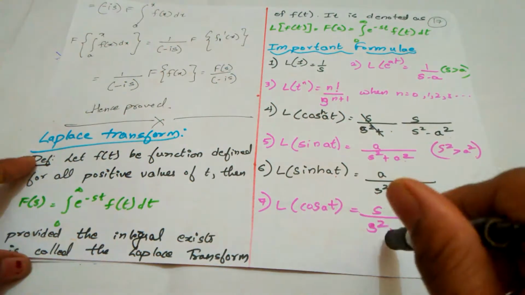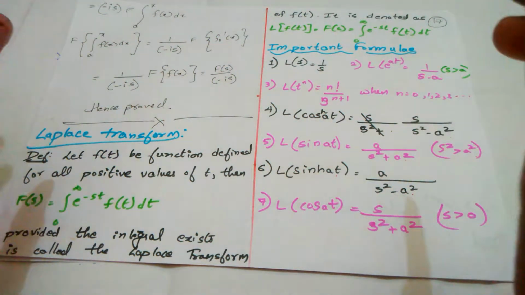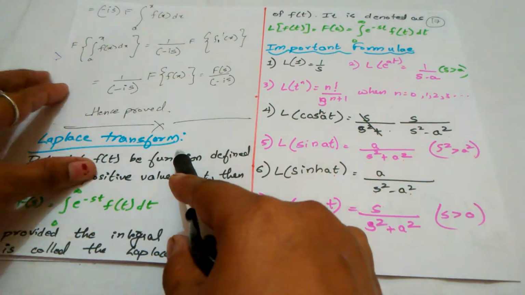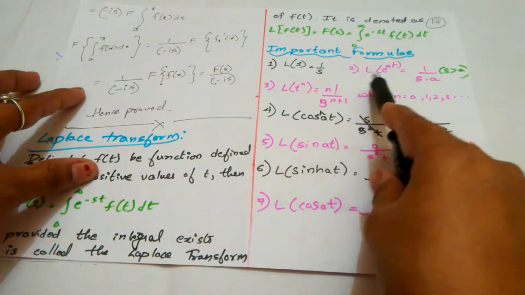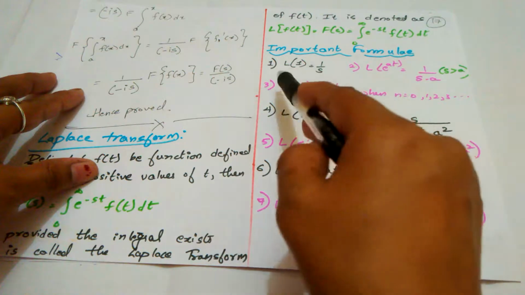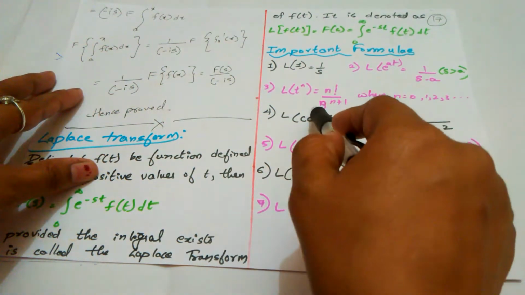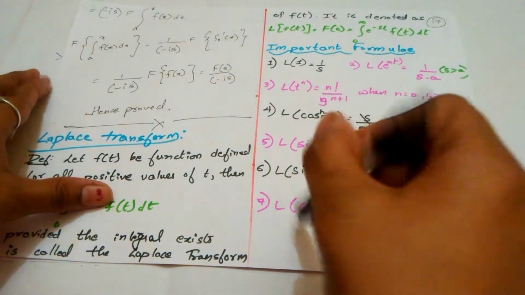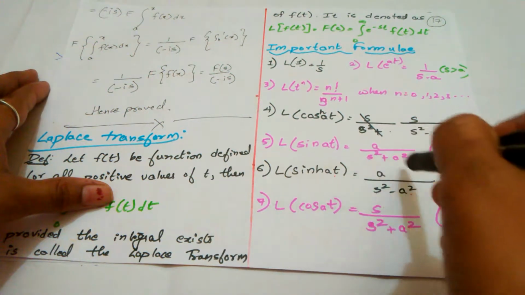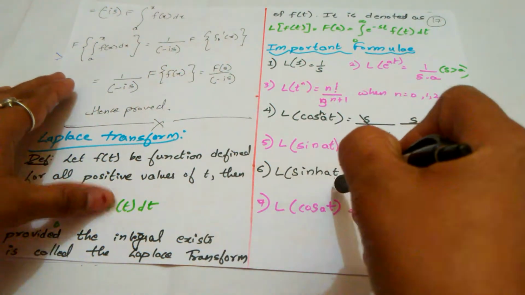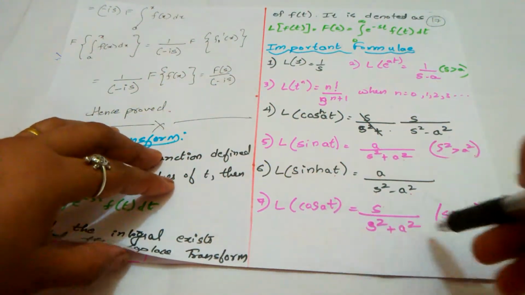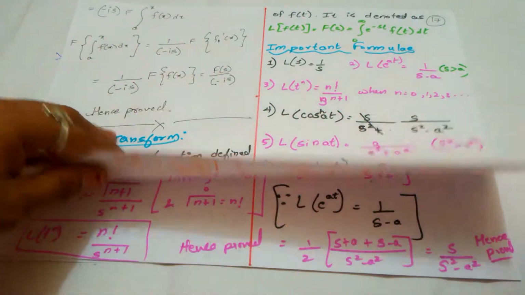So these are the 7 important formulas which we have to learn by heart for solving problems based on Laplace transform. Where L of 1 is equal to 1 upon s, L of e raised to at is equal to 1 upon s minus a, L of t raised to n is equal to n factorial upon s raised to n plus 1, L of cosh at is equal to s upon s square minus a square, L of sin at is equal to a upon s square plus a square, L of sinh at is equal to a upon s square minus a square, L of cos at is equal to s upon s square plus a square. So we have solved these formulas here.